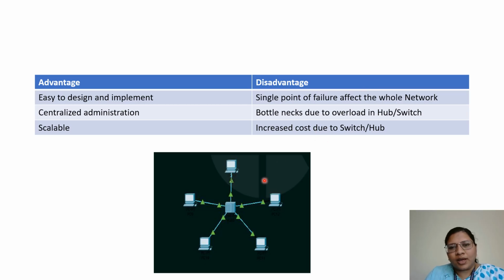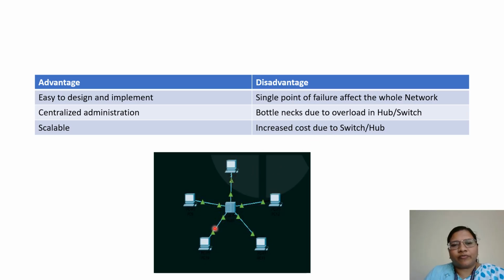It will affect the whole network. Here also there is a single point. If the hub, the single point, fails, then it will affect the whole network. And there are bottlenecks due to overload. See, there will be traffic here, so bottlenecks will be there.